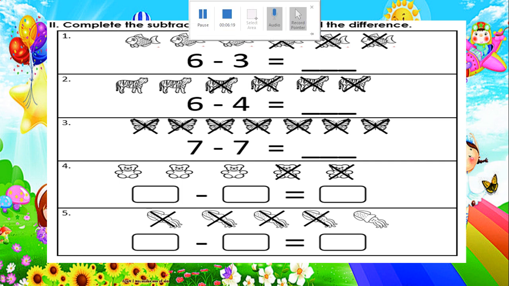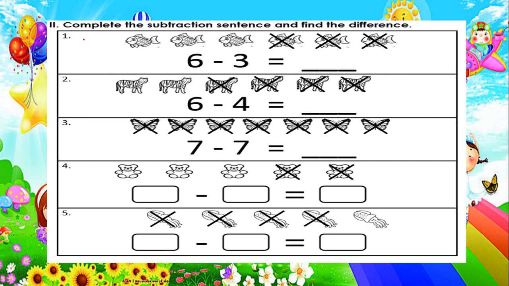Okay, so this time you are going to complete the subtraction sentence and find the difference. Okay, so again, subtraction is one of the basic operations in math, which means to take away. Take away means you get something from the other group. And you can see the symbol there. This is called the minus sign. So if you see this symbol, it means you subtract. It means you take away.